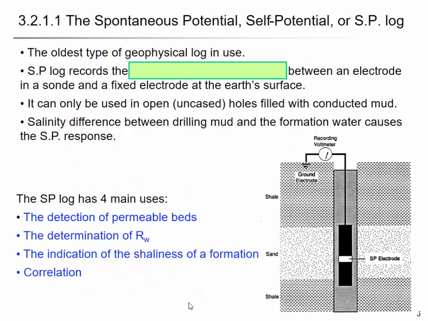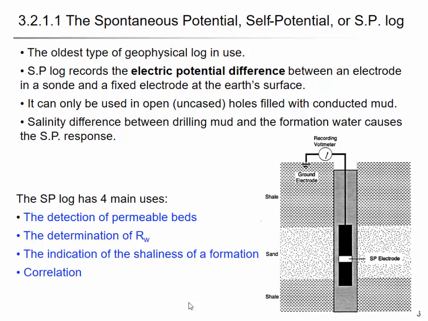So the first is the spontaneous potential, or we say self-potential or SP log. And this is the oldest type of geophysical log in use. SP logs, you can see from this figure, right? So you have just one electrode, and you have a voltmeter, which measures the voltage, the potential, and the other electrode is the ground. So between here and here, you just measure the electrical potential difference.